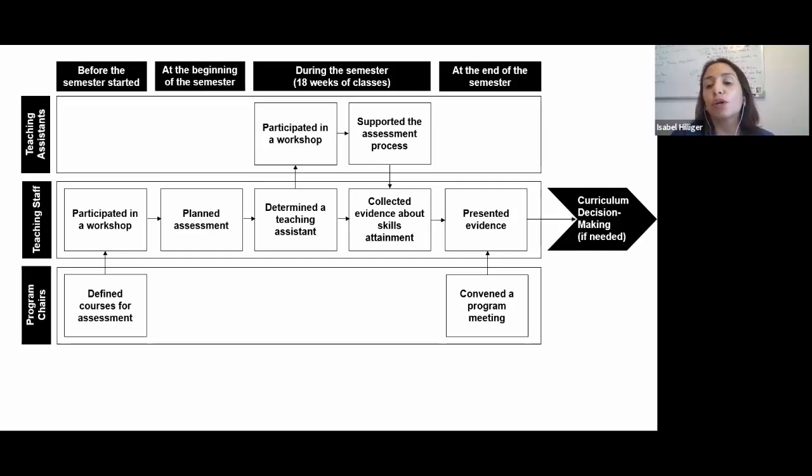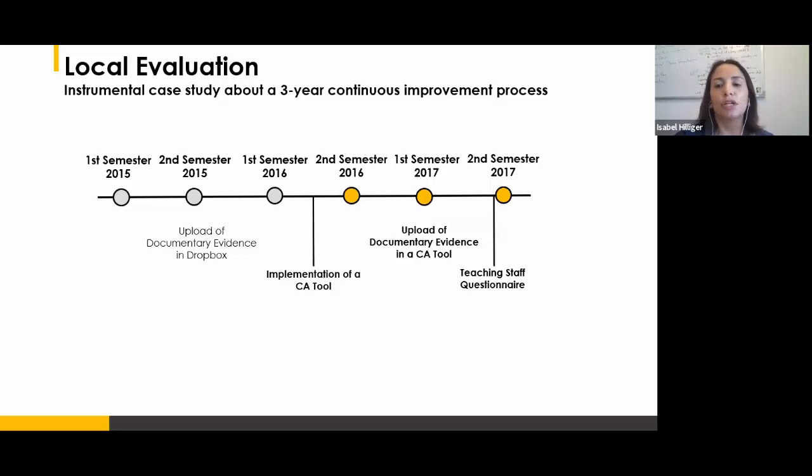And they could decide if they wanted to implement renewal strategies or not in each of their courses. So what happened naturally was that we started implementing the tool in the middle of this 3-year process. So in order to build the instrumental case study, we contrasted how the process behaved without the tool, without having analytics, just with a repository of evidence from different courses on subjects regarding skill attainment, and then how it behaved with the tool.